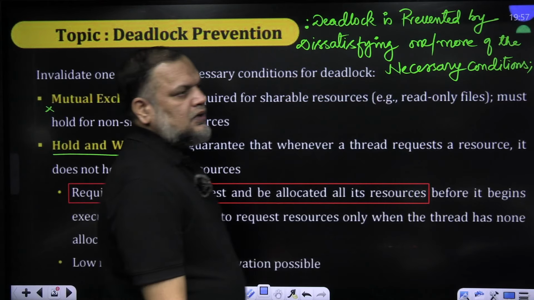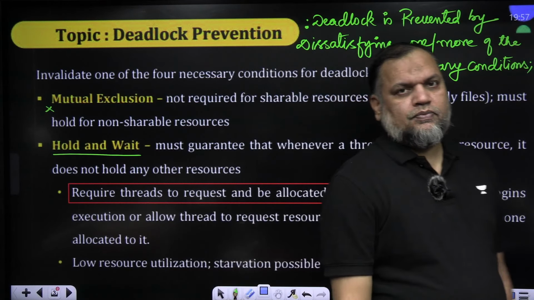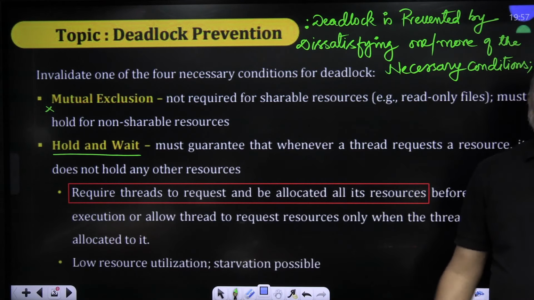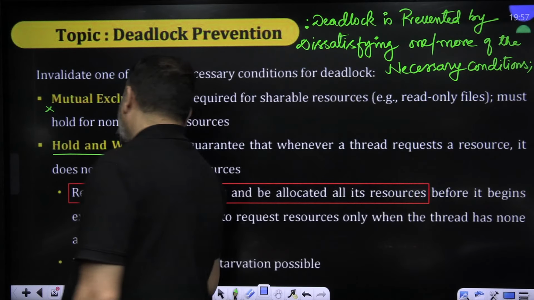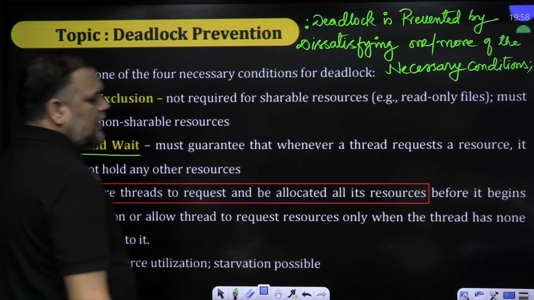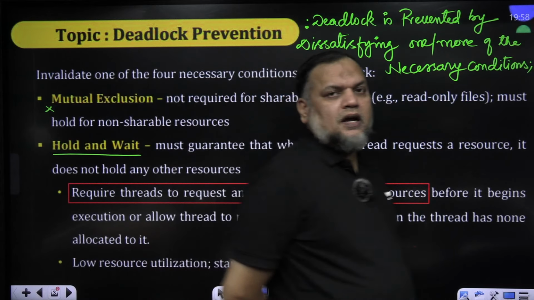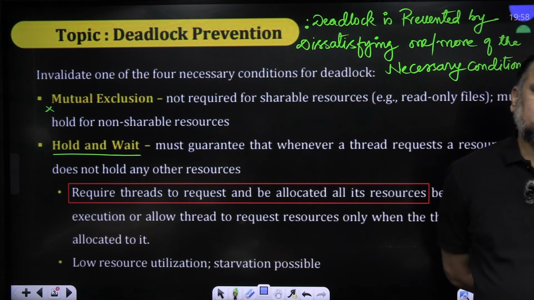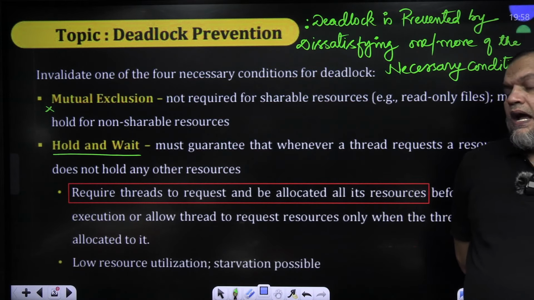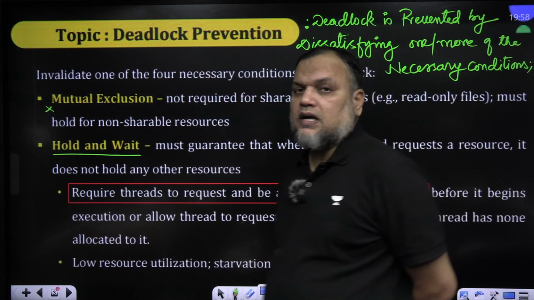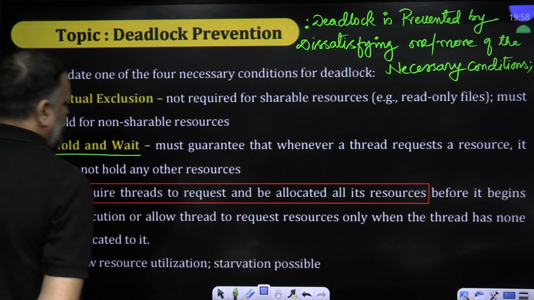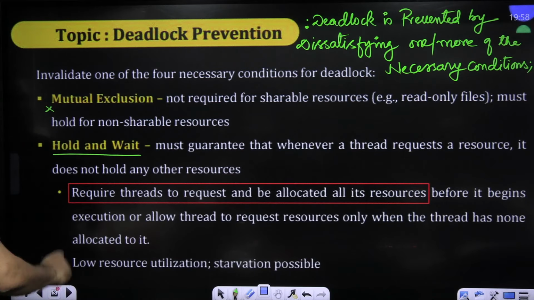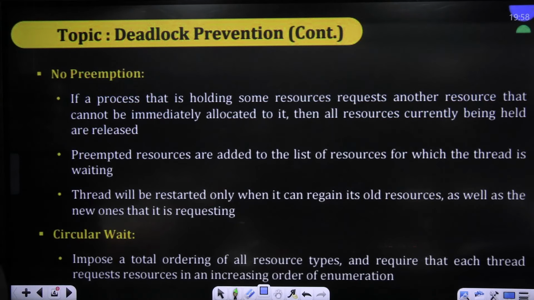So this is the first protocol which will guarantee that there will never be hold and wait. So either the process will be holding or waiting, but not both. Iska drawback kya hoga? Drawback hoga low resource utilization. Kyunki jo resources mujhe nahi chahiye, I will be unnecessarily holding them for a long time. Low resource utilization. And the process may have to wait a long time to get all the resources. So therefore, that may lead to starvation. So this is the first protocol for negating hold and wait.